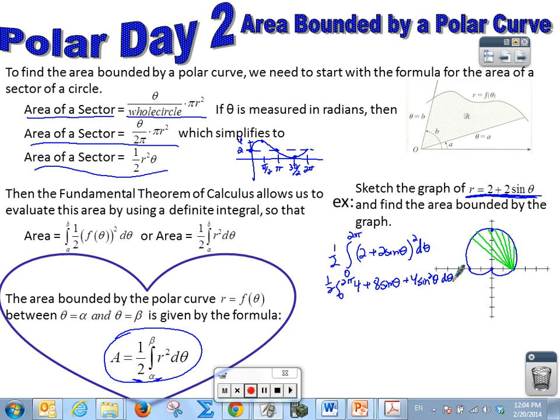Maybe a little tentative to the 4 sine squared. Hopefully we remember our double angle formulas, which we solved for sine squared and cosine squared. Remember that from last unit? That's what we're going to have to use here. In order to integrate sine squared, we're going to have to change it. We can't integrate it like it is.